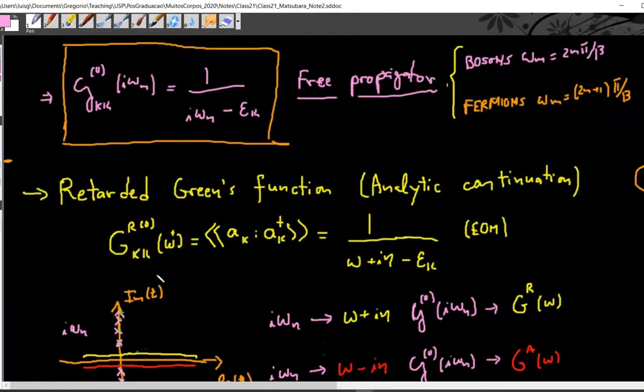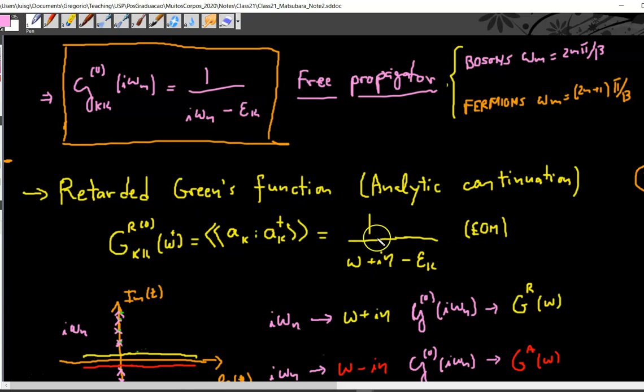So another comment on the free propagator that I'd like to make is how it relates to the retarded Green's functions that we calculated a while back for free electrons. We did that using equations of motion, way back in the class on equations of motion in Zubarev. And here we came to the conclusion that this is very similar to that. In this case it is 1 over omega plus i eta minus epsilon k. This would be the retarded one. The advanced would be similar, except with a minus i eta here.